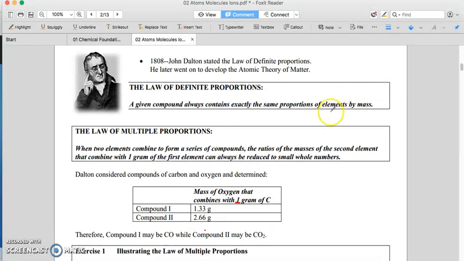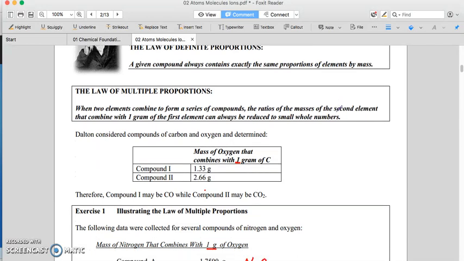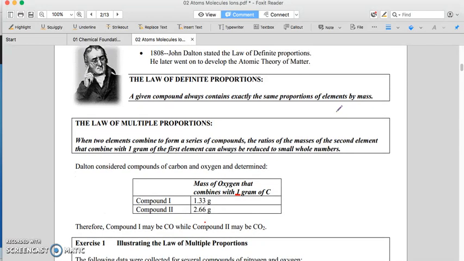So the first concept I want to cover is the law of definite proportions. And this is that a given compound always contains exactly the same proportions of elements by mass. So here's a great example of a textbook definition not telling you much the first time you read it. Okay, so if we're going to understand this, we need to have an example, I think, to go with it.